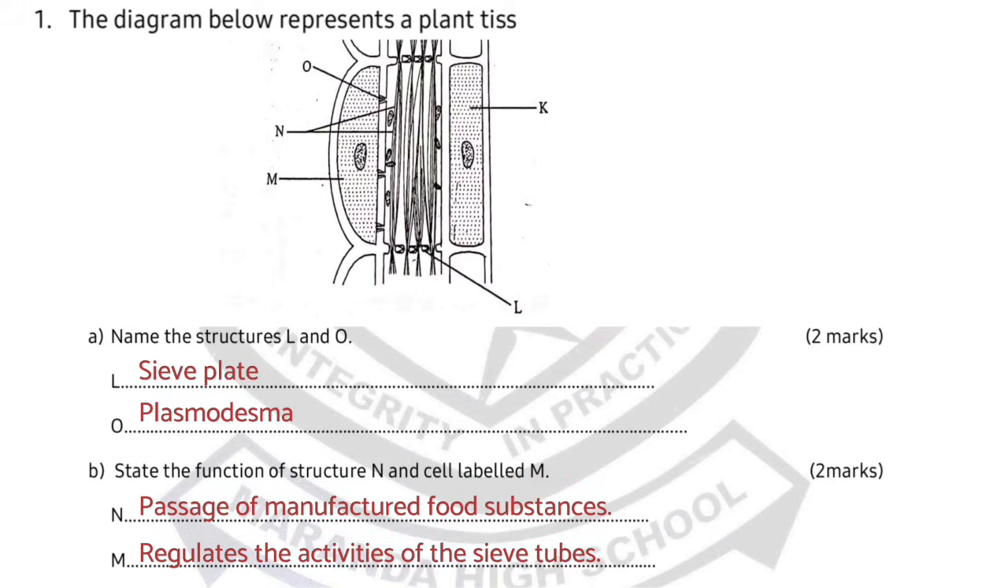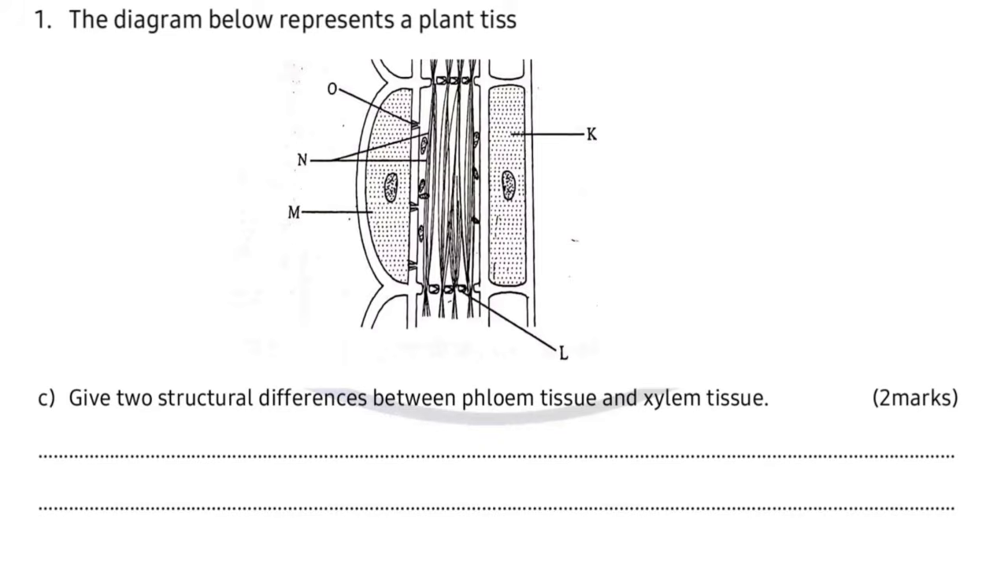Okay, moving on to part C, give two structural differences between phloem tissue and xylem tissue. Now, when we talk about these two tissues, these make up the vascular bundles, right? So vascular bundles is a tissue in plants that is responsible for transport of substances. Phloem tissue translocates food substances, xylem, water, and mineral salts. Now, moving on to the structural differences, okay? We are not talking about functional differences, but the differences that are present in the structures of these two tissues.